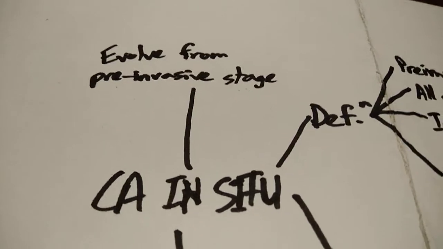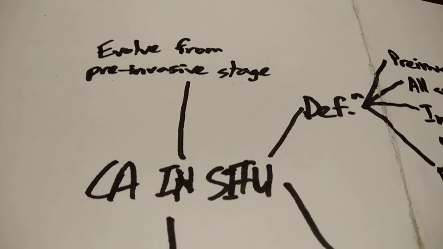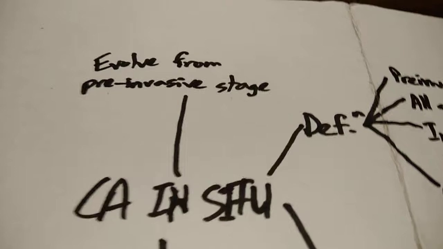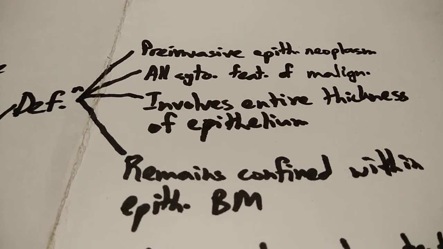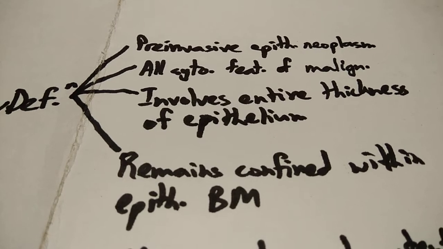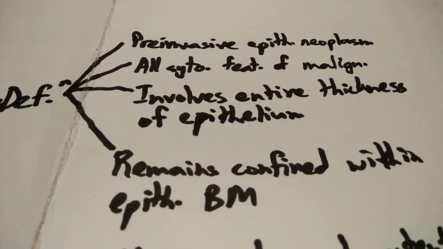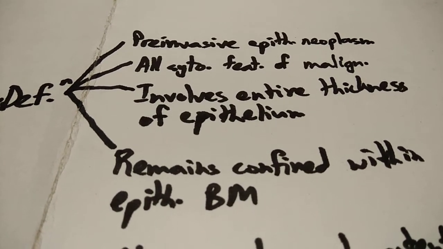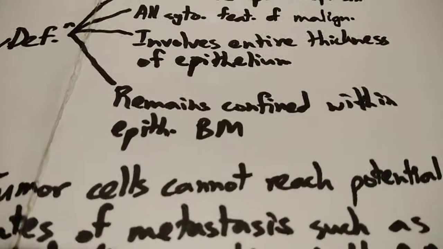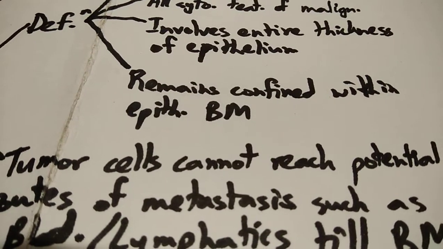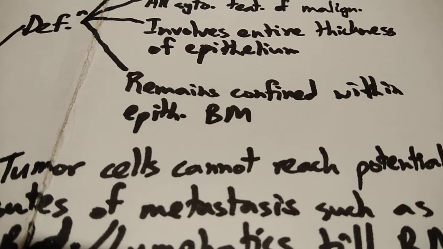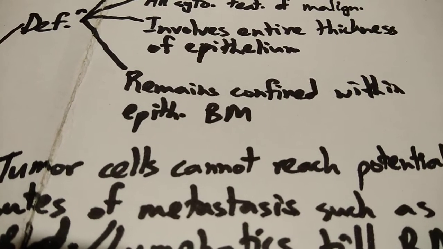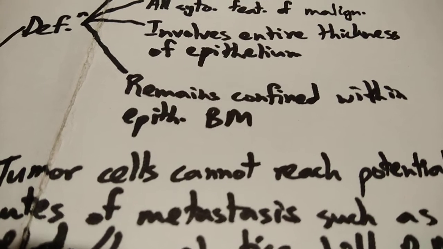And remember this. It will always evolve from a pre-invasive stage. Let me repeat this one more time. It's a pre-invasive epithelial neoplasm. It shows all cytological features of malignancy. It involves the entire thickness of the epithelium and remains confined within the basement membrane, until the basement membrane gets breached.